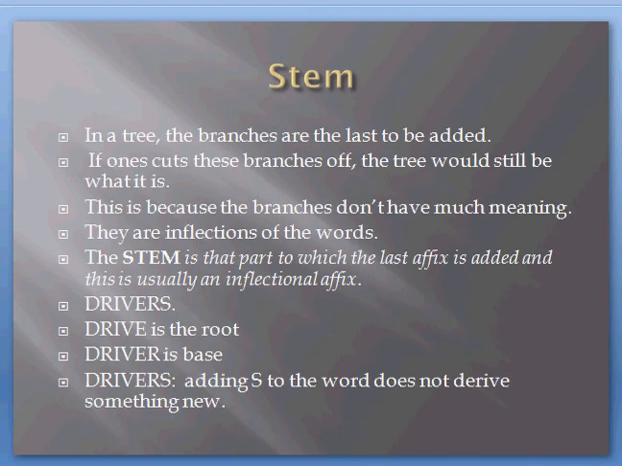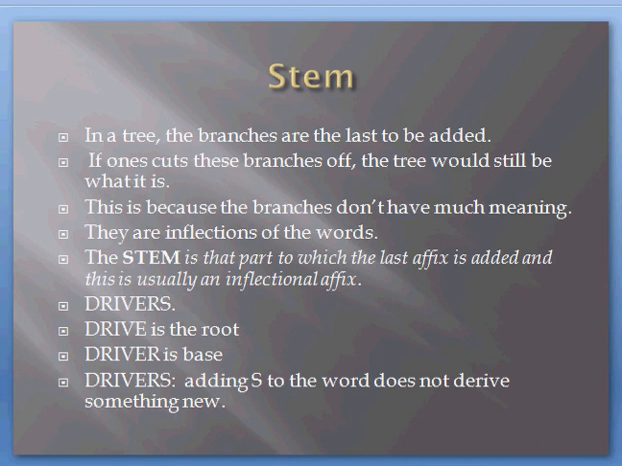And the last one is the stem. In a tree, the branches are the last to be added. If one cuts these branches off, the tree would still be what it is. This is because the branches don't have much meaning. It means that these words do not change their function. They remain as they are. They do not change their classes either. They are inflections of the words.